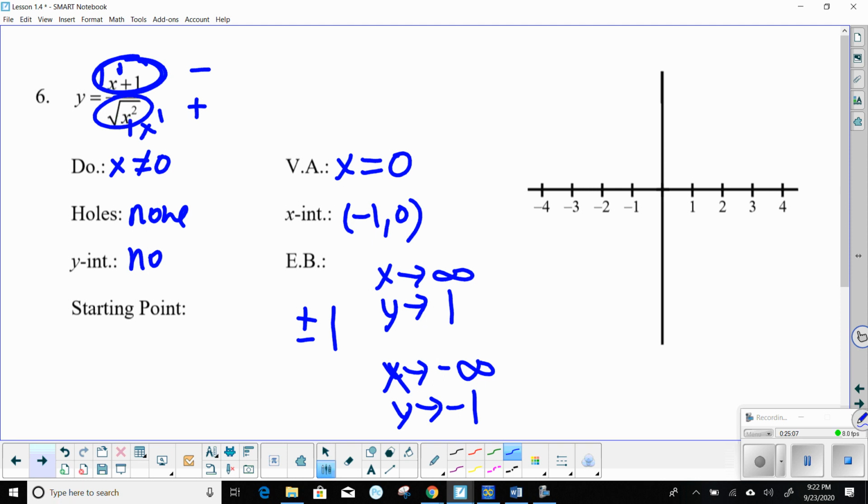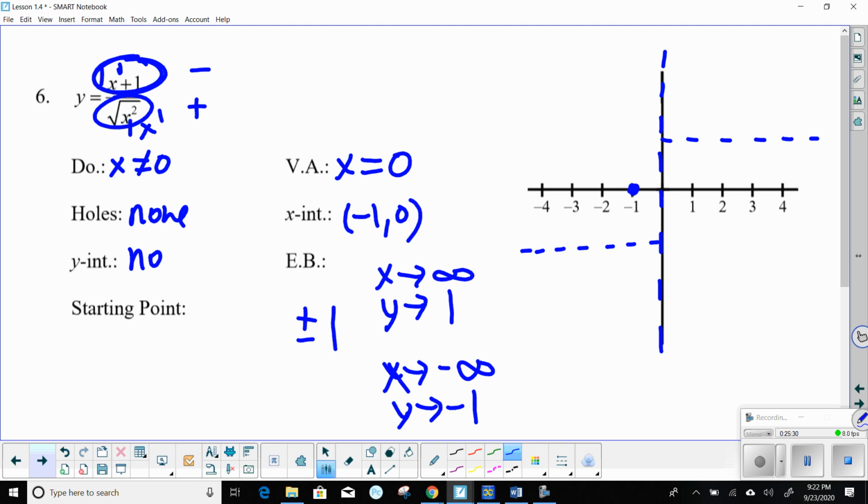So let's put all this on my graph. I come over here, there's a vertical asymptote right there. There's an x-intercept at -1, 0. There were no holes and no y-intercept. For my end behaviors, going to the right, I have a horizontal asymptote at 1. Going to the left, I have a horizontal asymptote at -1.